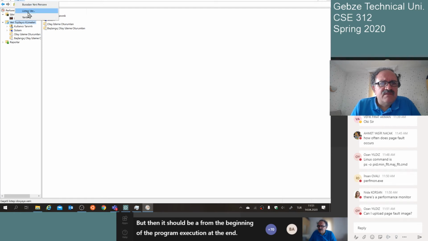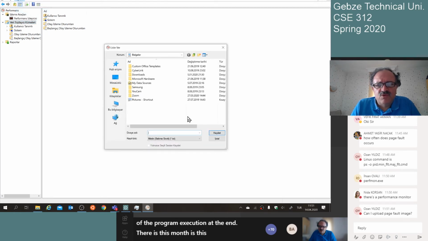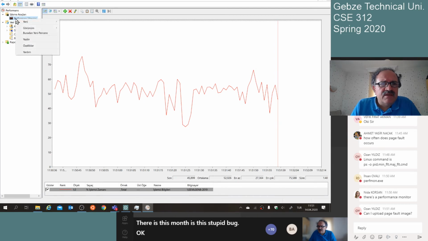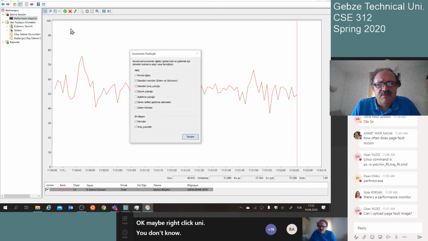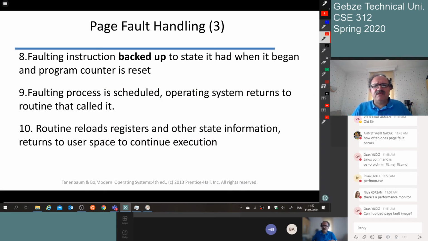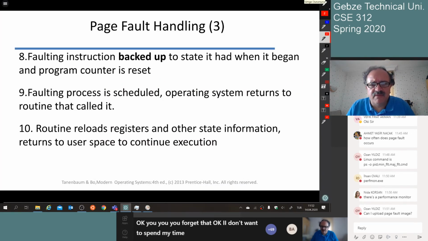What is this, what is Lustiver? Okay. Maybe right click, new, view, customize, maybe. No. Okay, you figured it out, okay? I don't want to spend my time on it, but it should be available.